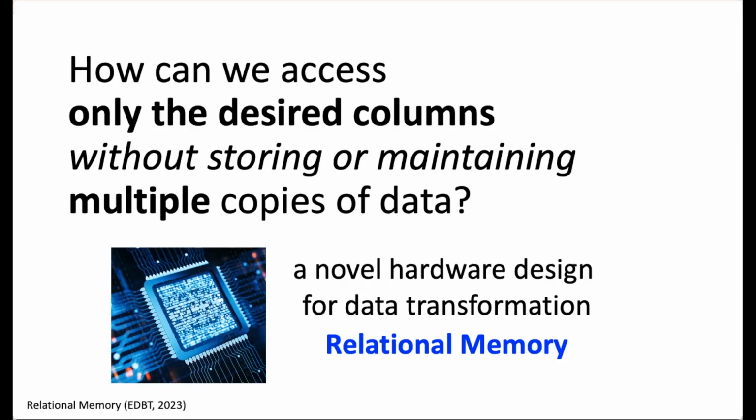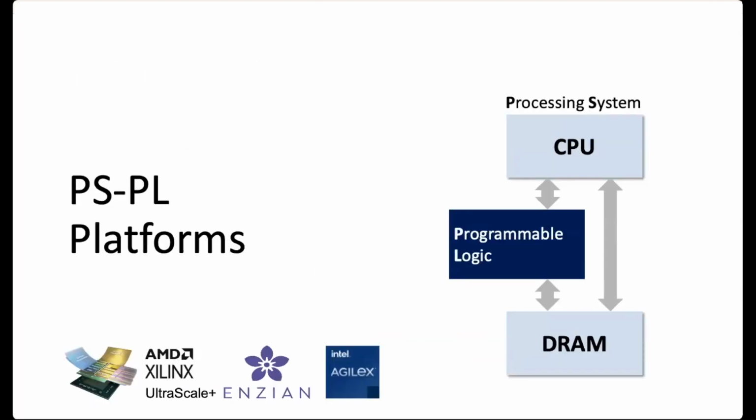Relational memory is a novel hardware designed for data transformation as an answer to the question of how can we access only the desired columns without storing or maintaining multiple copies of data. Relational memory can be implemented in commercially available PS-PL platforms such as Xilinx UltraScale+ and Intel Agilex. These platforms are equipped with programmable logic tightly coupled with the traditional processing system.